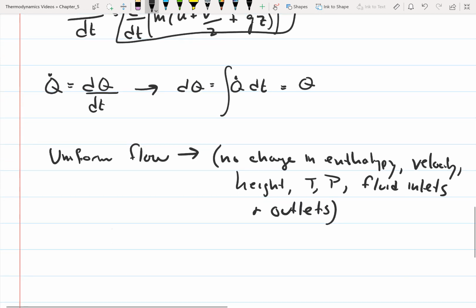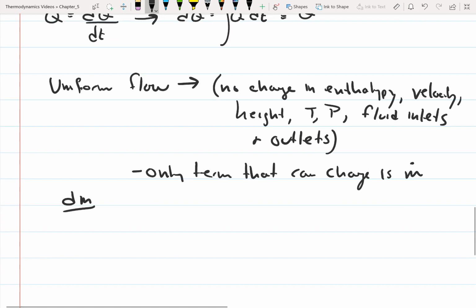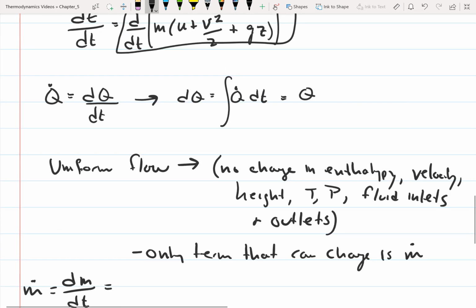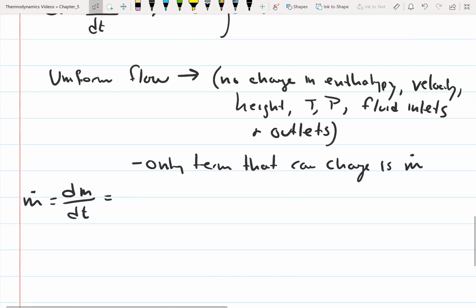And so basically the only term that's going to change is the mass flow rate. So the only term that can change is m dot. m dot is equal to dm/dt, and we have m dot in this equation right here. So dm is equal to m dot dt, and this is just equal to m.